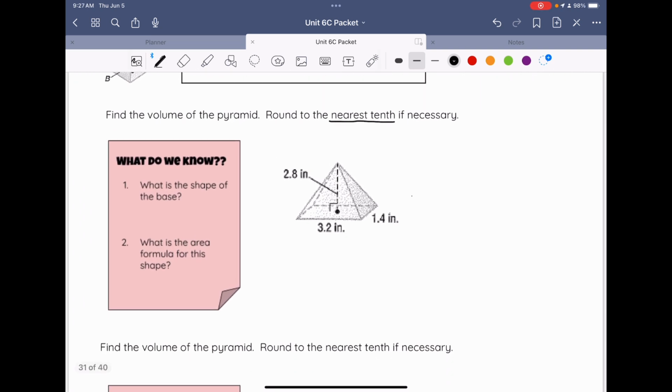It says, what do we know? So what is the shape of our base? If I take a look here, our base is a rectangle. It's not a square because these two measurements on the bottom have to be the same if it was a square. So this is a rectangle.